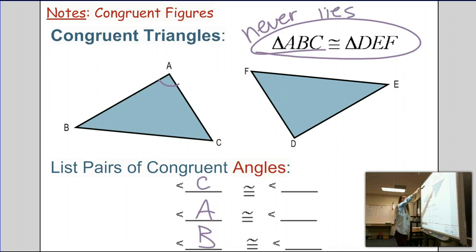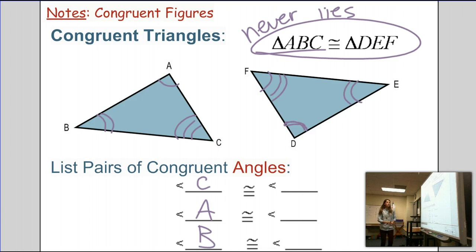Because this doesn't lie. A is listed first and D is listed first. So angle A is congruent to angle D. What about angle B? Angle B, double arc, is congruent to angle E. And surprise, surprise, angle C is congruent to angle F. So whatever order is listed in the congruence statement, that is the order that is true. That is the order of the corresponding parts.